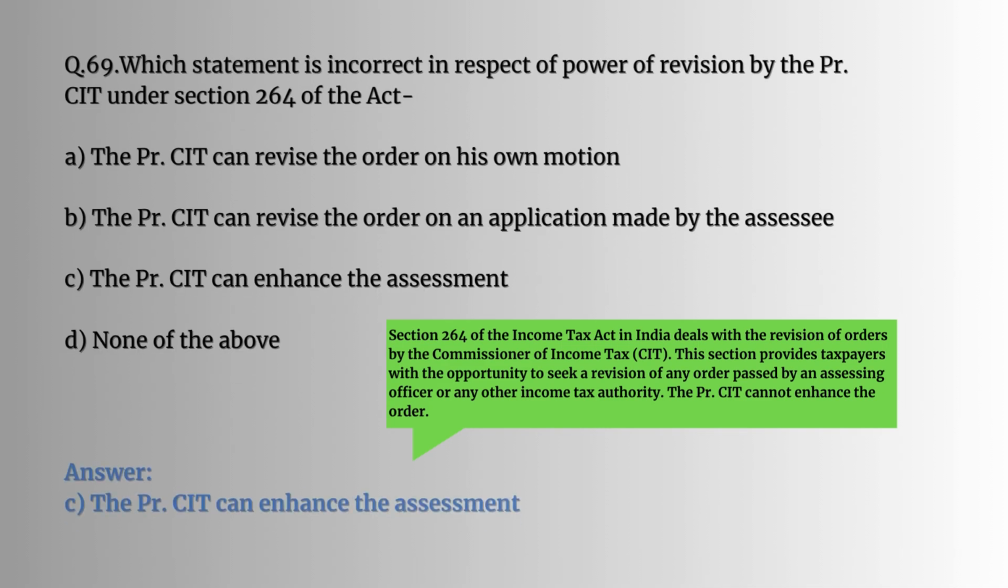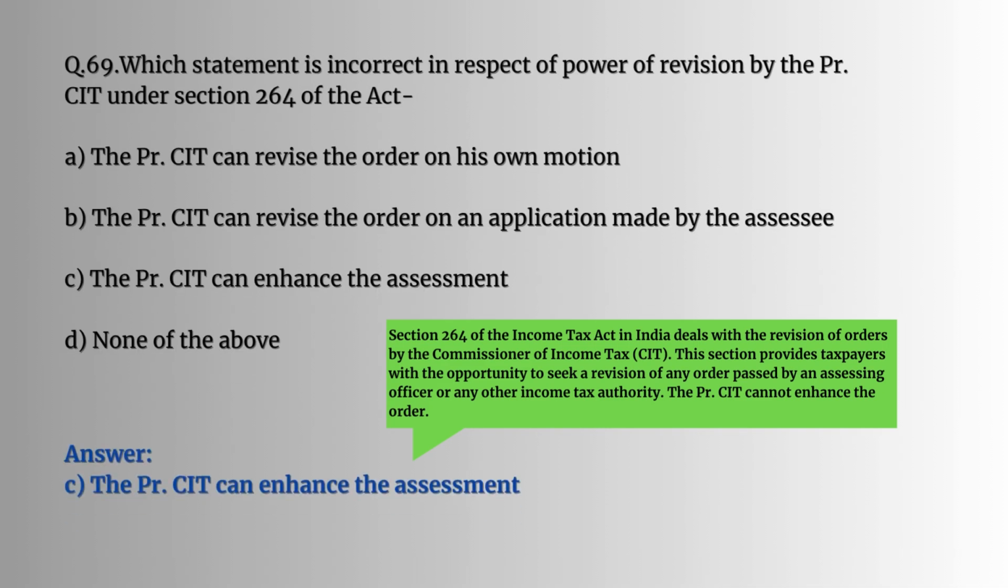Question number 69. Which statement is incorrect in respect of power of revision by the Principal CIT under Section 264? So they are asking for the incorrect statement. Section 264 deals with the revision of orders by the Commissioner of Income Tax. This section provides taxpayers with the opportunity to seek a revision of any order passed by an assessing officer or any other income tax authority. The Principal CIT cannot enhance the order. So the answer would be C. The Principal CIT can enhance the assessment.